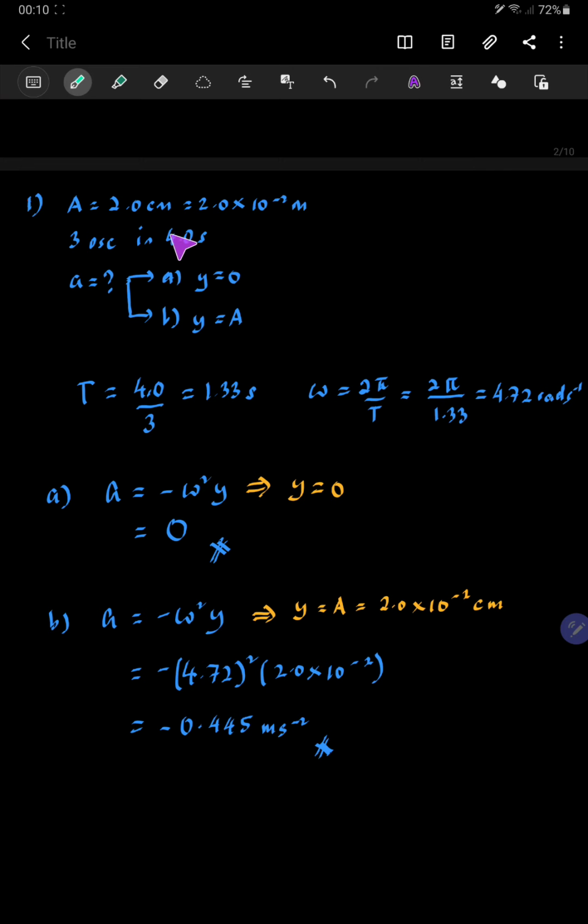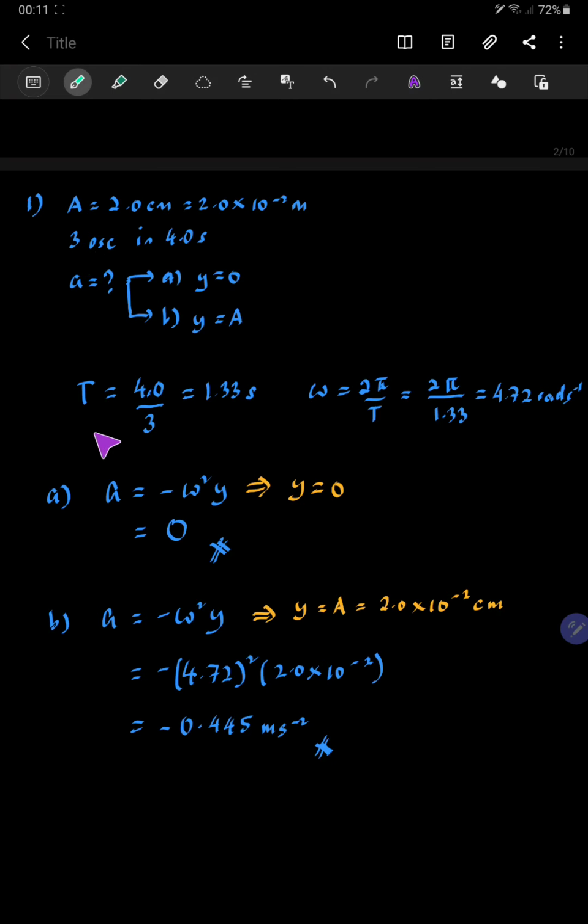Okay, so what do we have now? They give you an amplitude, so remember, we need to convert it to meter. Then there are 3 oscillations in 4 seconds. They ask you to find the acceleration at the equilibrium position, where y equals 0, and at the amplitude, where y equals y max.